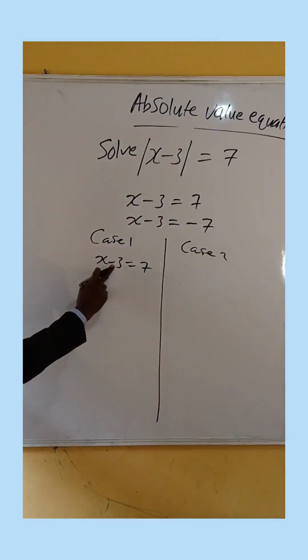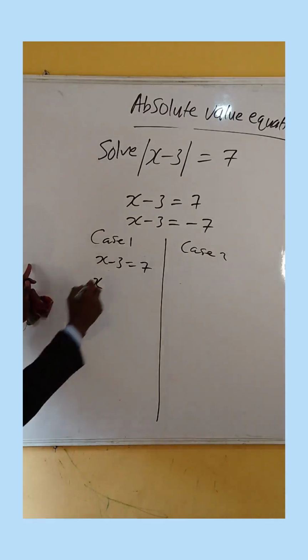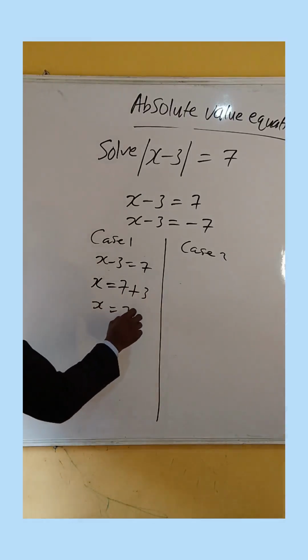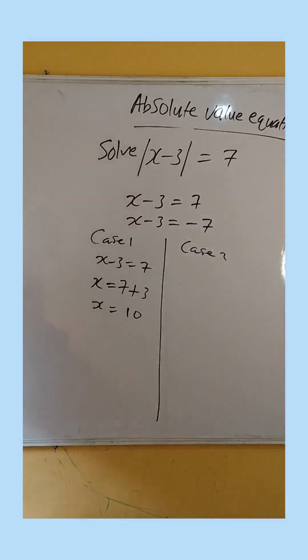So move minus 3 to join 7 here. It becomes x standing alone on the left, and on the right, 7 plus 3. So what do we have? x equals 10. x equals 10. That's the first solution.